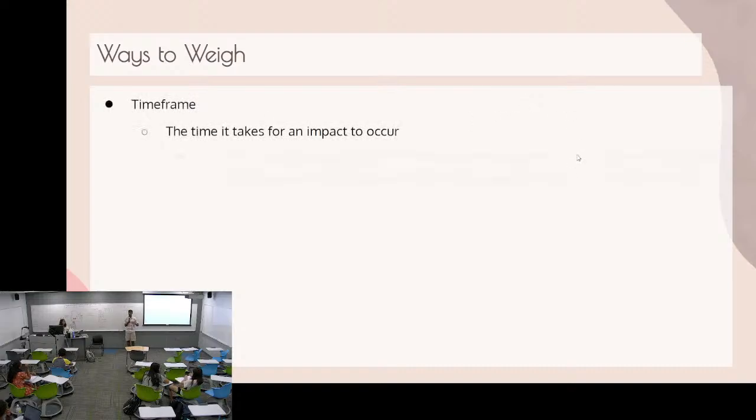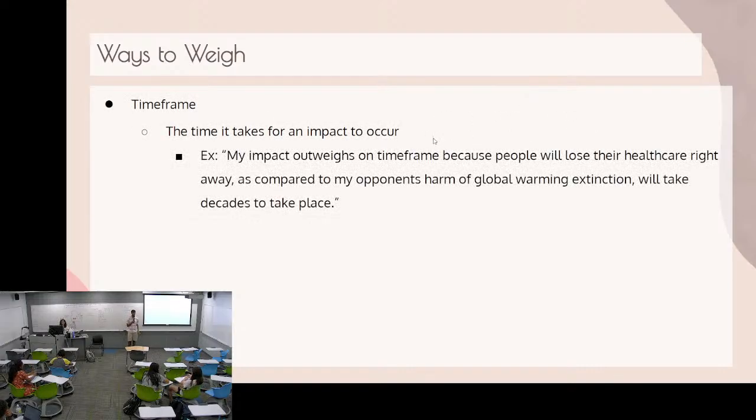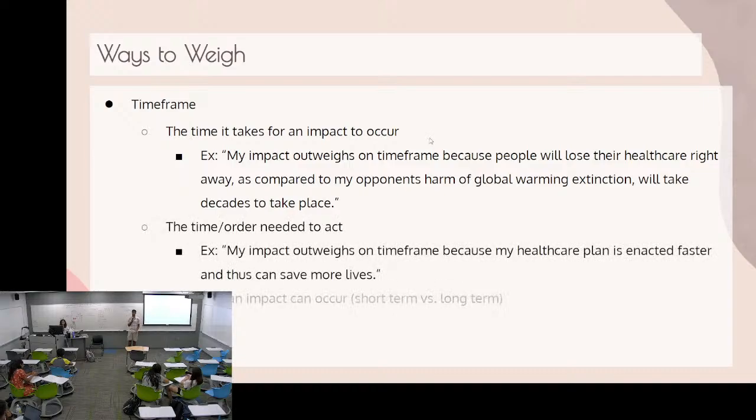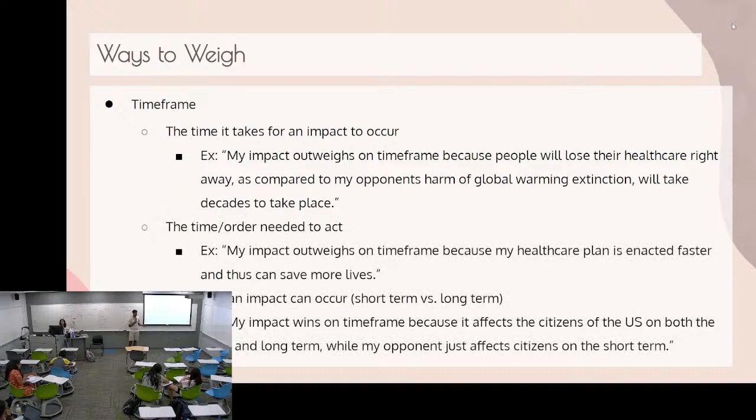Now it's getting to a little less common, but these are still very, very important because you will use them throughout your high school debate career, guaranteed. Then you have time frame, which is the time it takes for an impact to occur. So my impact outweighs on time frame because people will lose their healthcare right away, as compared to my opponent's harm of global warming extinction, which will take decades or centuries to take place.